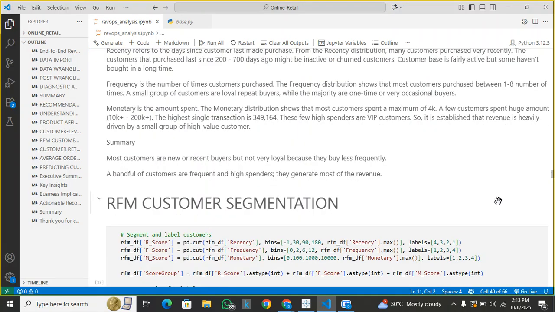So the summary for that is most customers are new or recent buyers, but not very well because they buy less frequently. A handful of customers are frequent and high spenders. They generate most of the revenue.